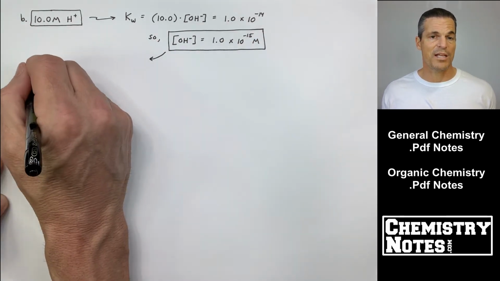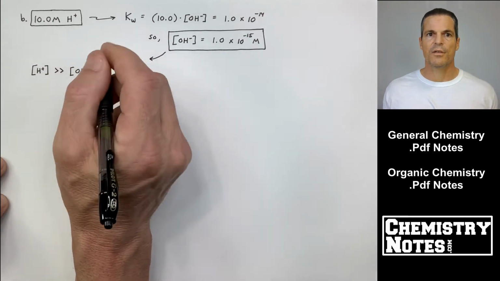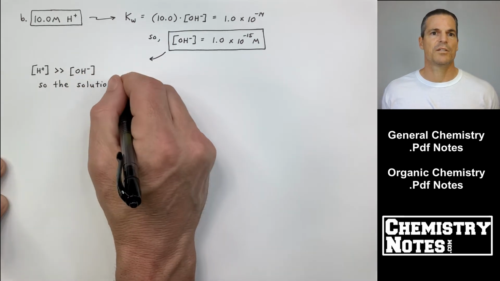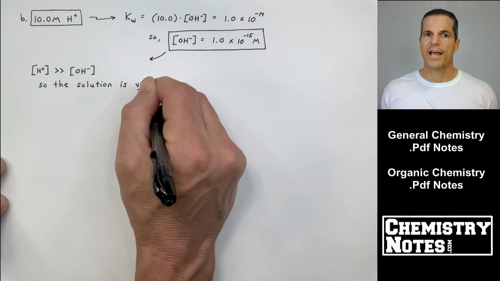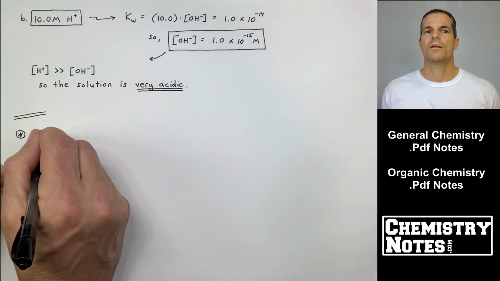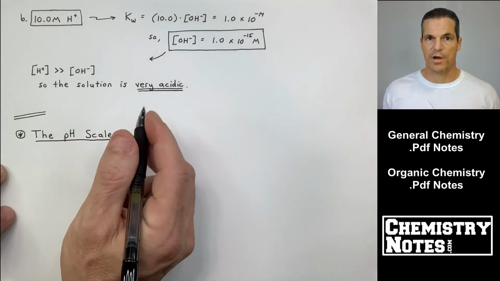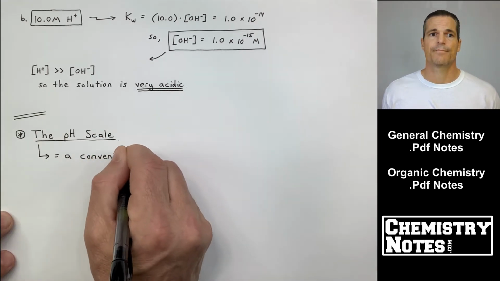I've stuck in my H plus concentration, which is 10.0. Do some math. The OH minus concentration is 1.0 times 10 to the minus 15 molar. Remember, brackets are concentrations, the units are molar. Wow, the H plus concentration is way, way larger than the OH minus concentration. So whatever this solution is, it's very, very acidic.